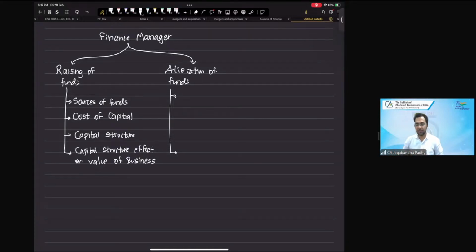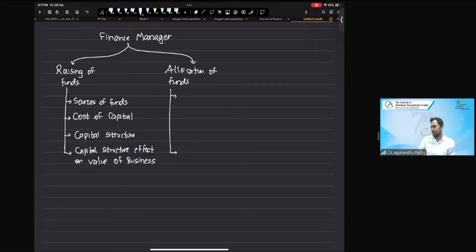Now you go to the other aspect, which is allocation of funds. In business, how can you utilize the money? Where can you put the money? Suppose you raised 1,000 crores by way of equity shares.